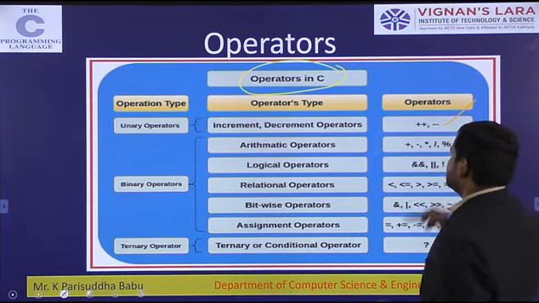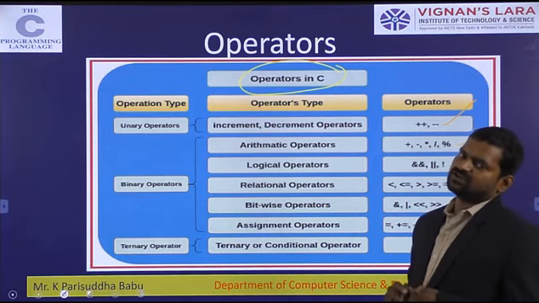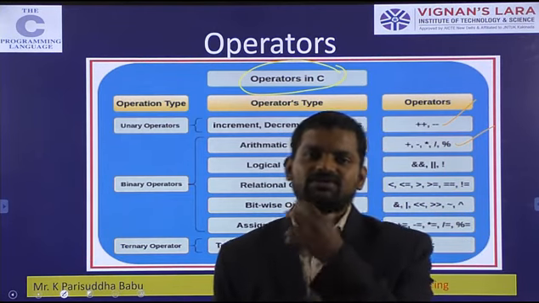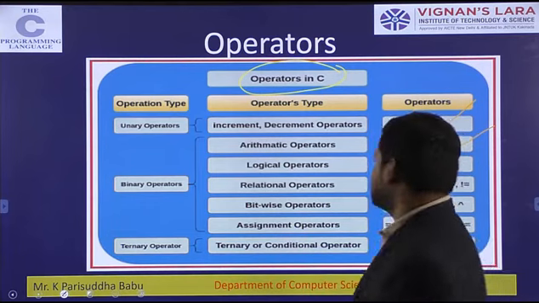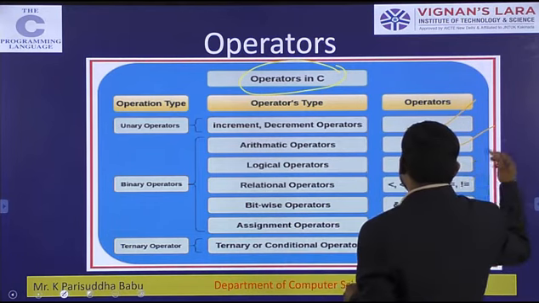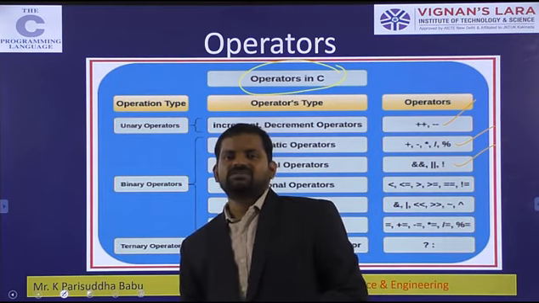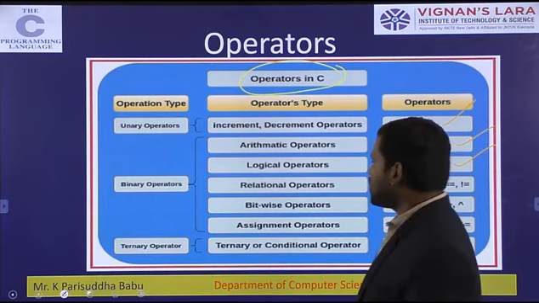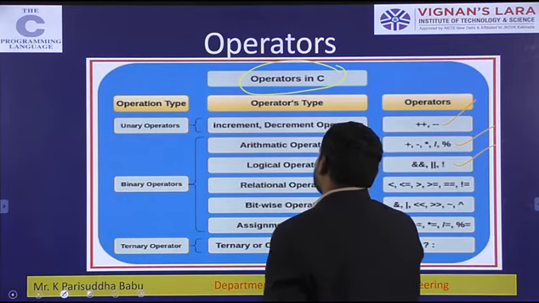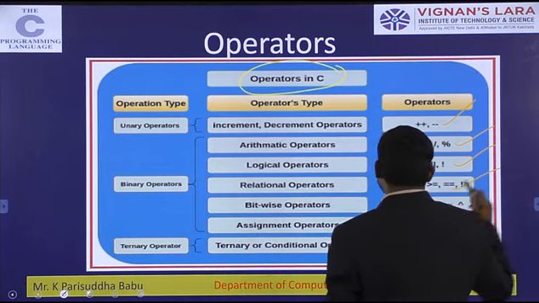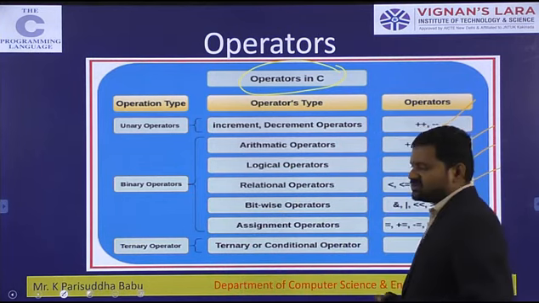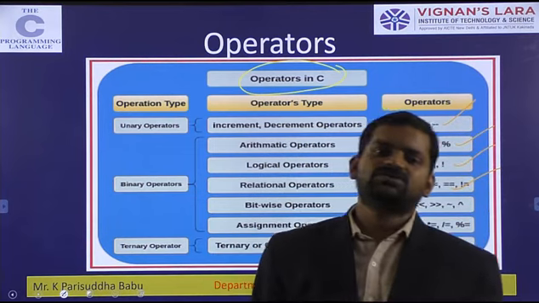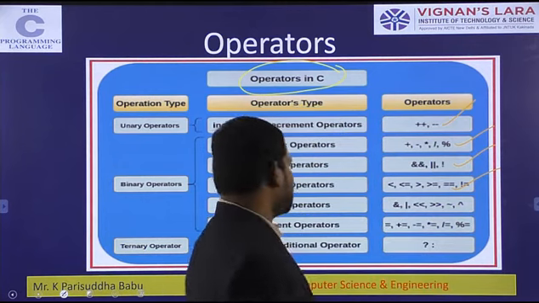Arithmetic operators, addition, subtraction, multiplication, division, are all binary operators. Why? Because arithmetic operators perform in between two operands. Logical operators also work in between two operands: logical AND, logical OR, logical NOT. Relational operators, greater than, less than, greater than or equal to, less than or equal to, is equal to, not equal to. The assignment operator is also in the binary category.